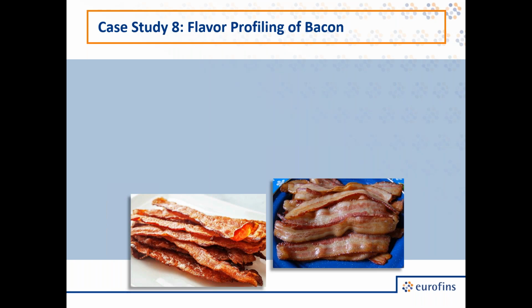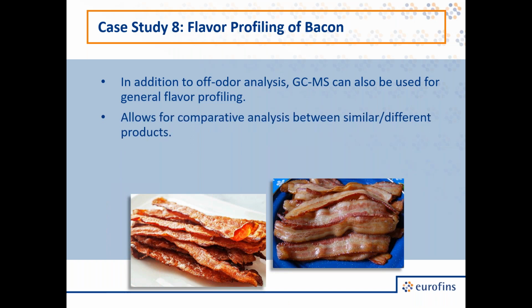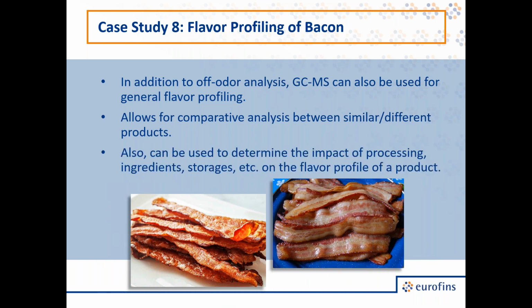Our final case study today is flavor profiling of bacon. So in addition to off-odor analysis, GC-MS can be used for general flavor profiling. This allows us to do comparative analysis between similar or different products, and it can also be used to determine the impact of processing, ingredients, or storage on the flavor profile of a product.